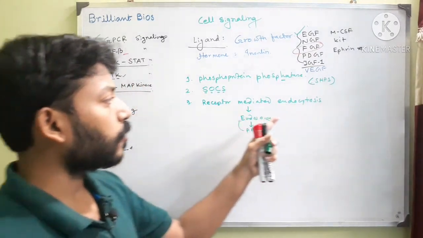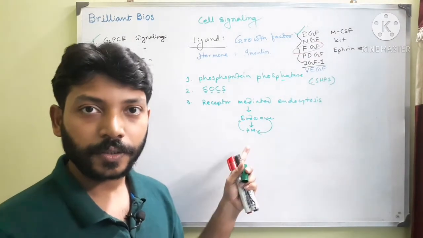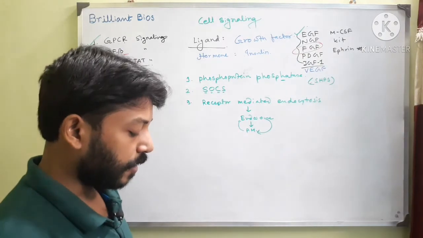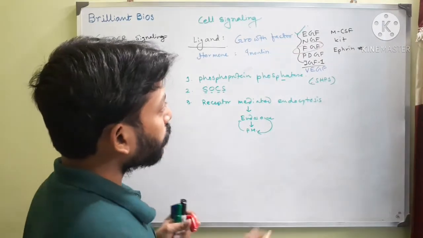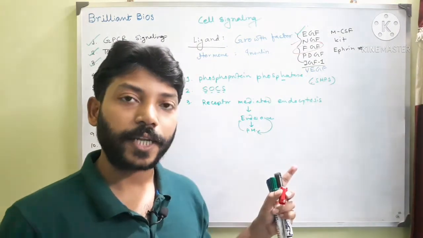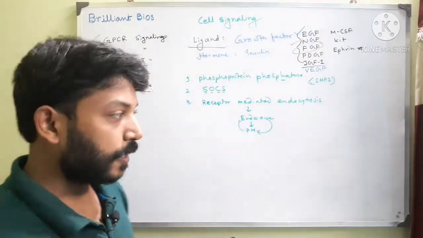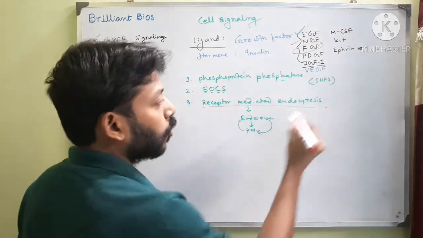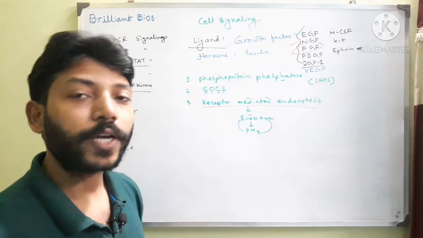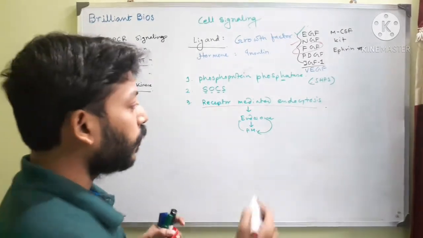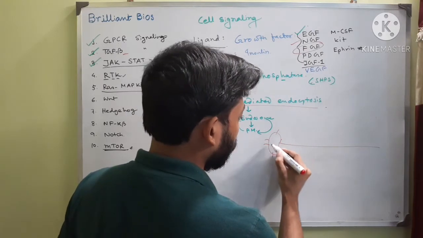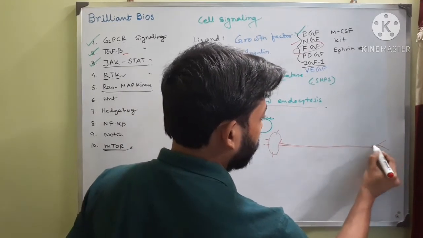So this is another way of inhibiting the receptor tyrosine kinase pathway, but there is a difference in a particular growth factor called NGF. In the case of NGF, nerve growth factor, receptor mediated endocytosis does not inhibit the process, but actually activates it. Suppose this is the cell body of the nerve, this is the axon, and this is the axon terminus.